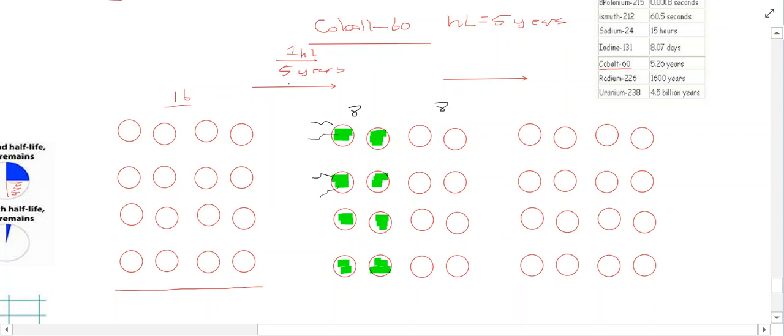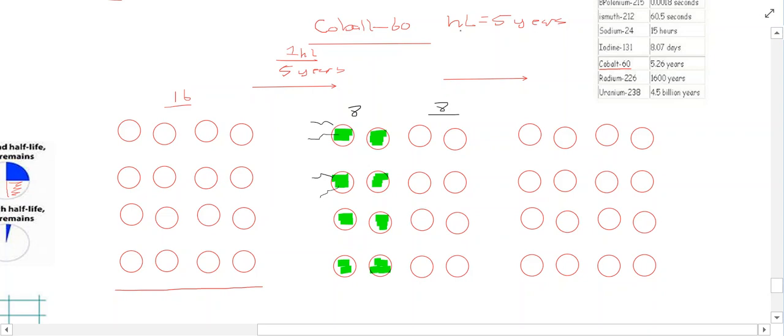So essentially after one half-life, the amount of your cobalt-60 that has not broken down has reduced by 50%. Or another way to think about it is that 50% of your cobalt-60 has undergone decay after one half-life, which is 5 years. So it takes 5 years for 50% of them to break down. Imagine we started off with 16, now we end up with just 8 cobalt atoms that haven't broken down yet.